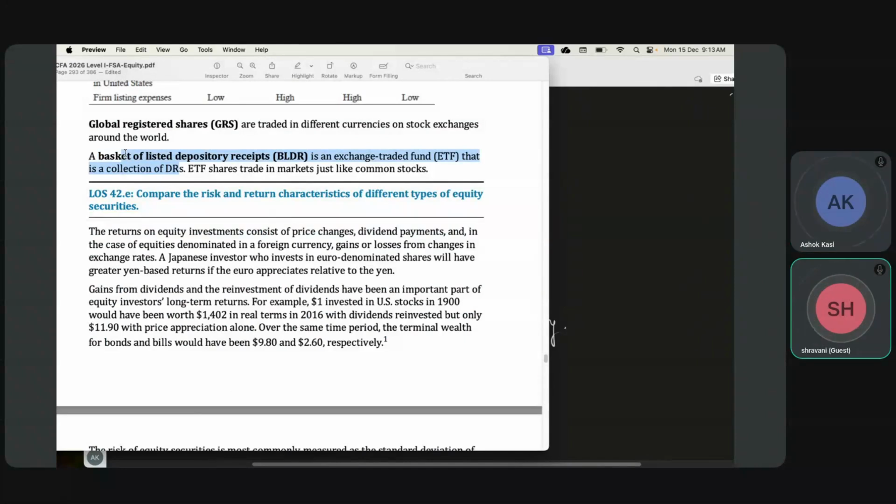This is one example. Depository receipts, exchange traded: this means an exchange traded fund that will invest only in depository receipts.